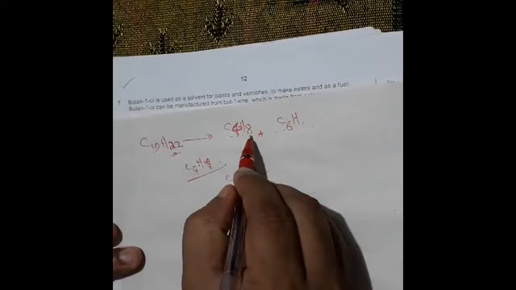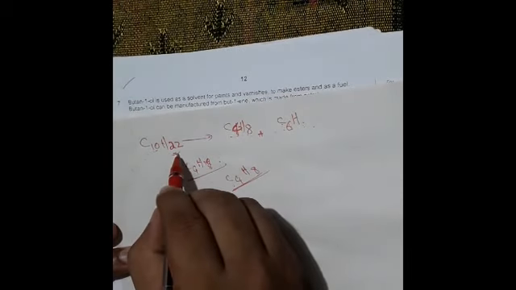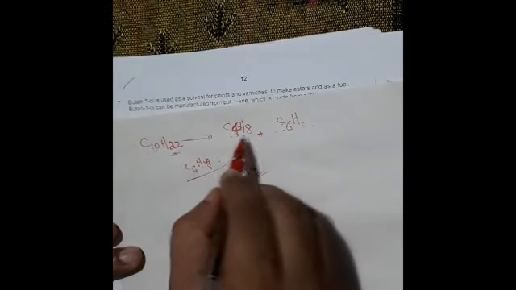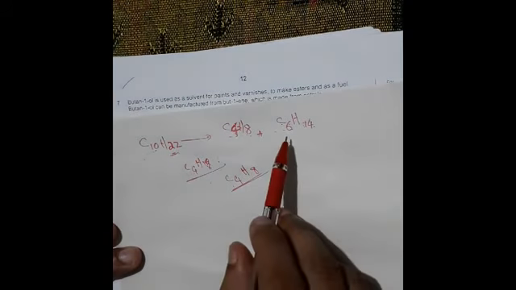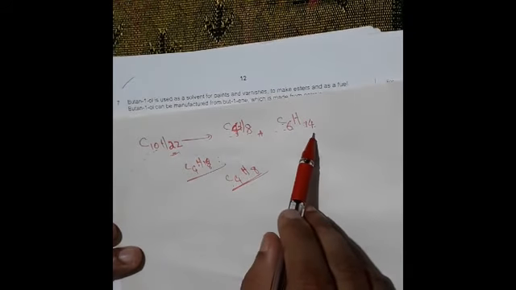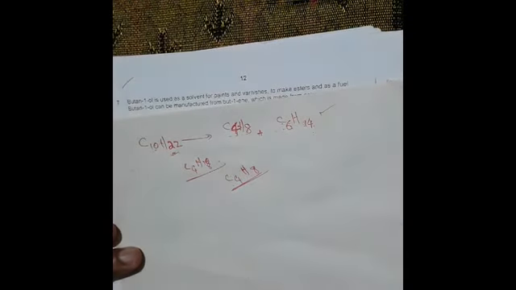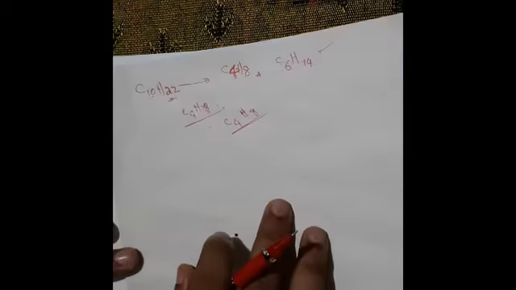Here 22 hydrogen, already we did 8. So 22 minus 8, 14. Okay, C6H14. This will be the product. Okay, so I will give you another example.